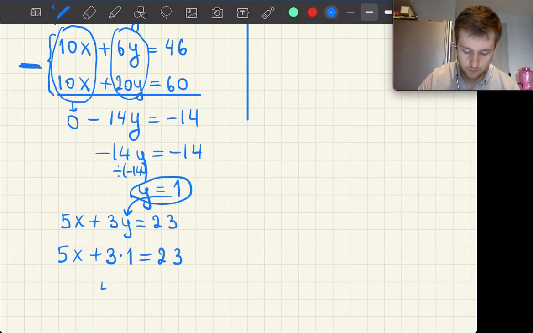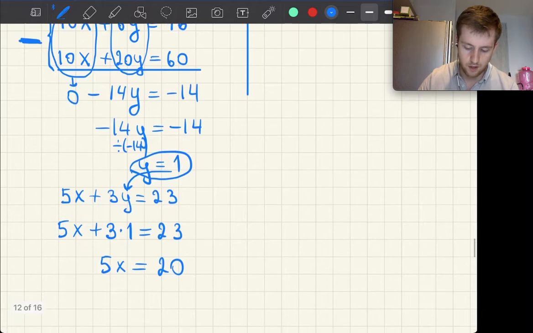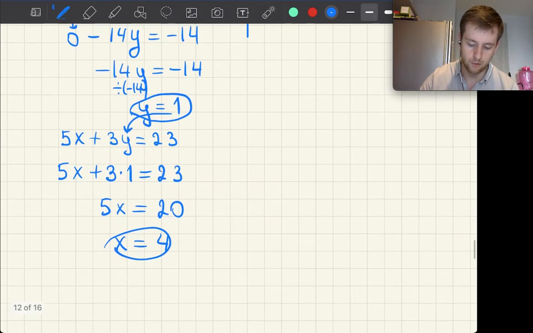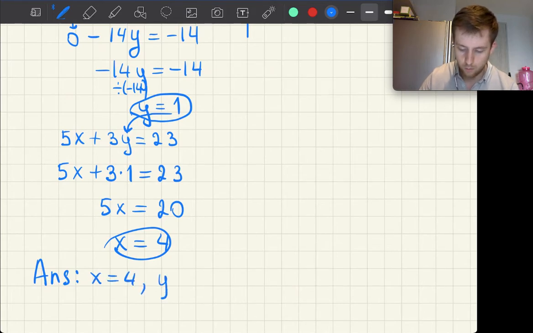Now we can just solve this very quickly. So 5x would be equal to 20. And then x would be equal to 4, of course. So y equals 1, x equals 4. That should be the final answer. Again, we can write it in alphabetical order: x equals 4, y equals 1.